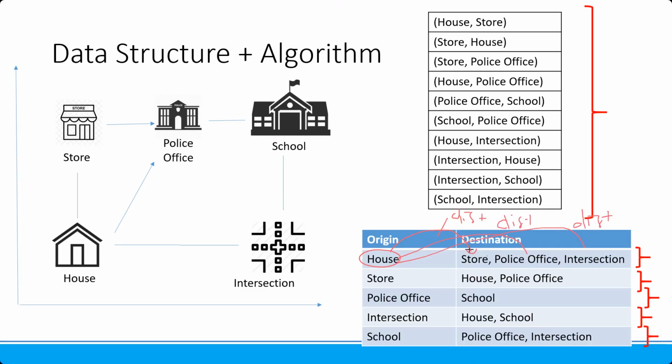After we know the distance, so we can check from store. From store, we go to house. Okay, house is the same as the first origin. Then we can skip. House, store to the police office. Okay, then we can calculate the distance. From police office, we can go to school. Okay, we can calculate the distance and finish. And so on. So the algorithm will run only based on the origin and then check each of the destinations.